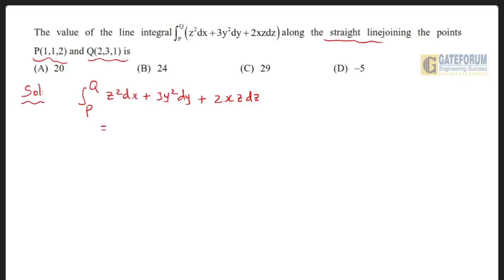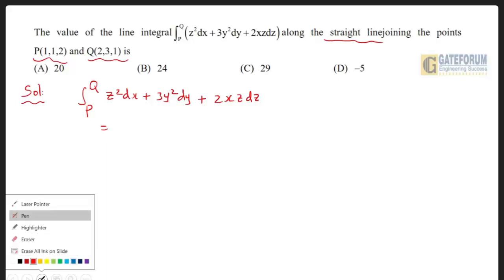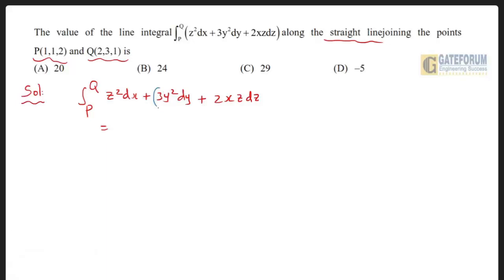Here this term is variable separable. This is y terms multiplied by dy. This is one of the variable separable. Z and x are not variable separable terms. But I can write using the UV rule, using standard exact differentials. So this is equal to the integral from P to Q of z square into derivative of x, dx means derivative of x.